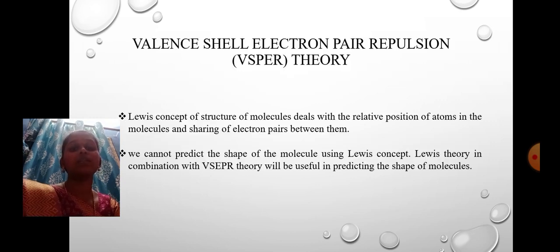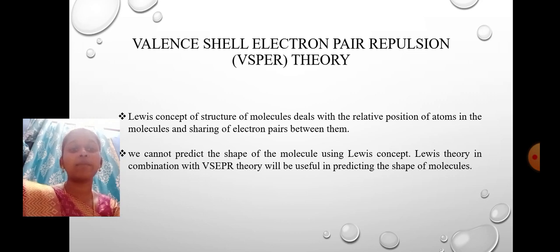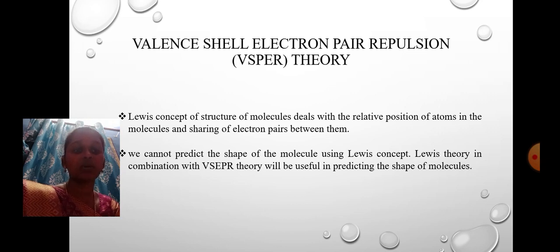For the next topic, we see about valence shell electron pair repulsion, the VSEPR theory. The Lewis concept of the structure of molecules deals with the relative position of atoms in a molecule and the sharing of electron pairs between them. We cannot predict the shapes of molecules using the Lewis concept. Lewis theory in combination with VSEPR theory will be useful in predicting the shape of the molecules.